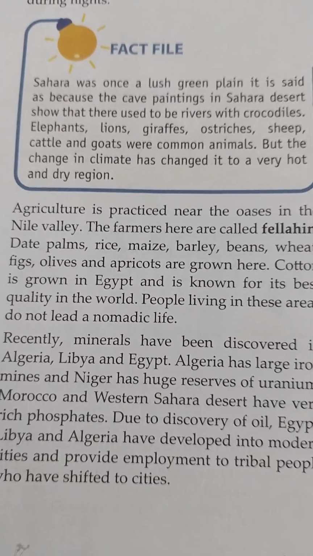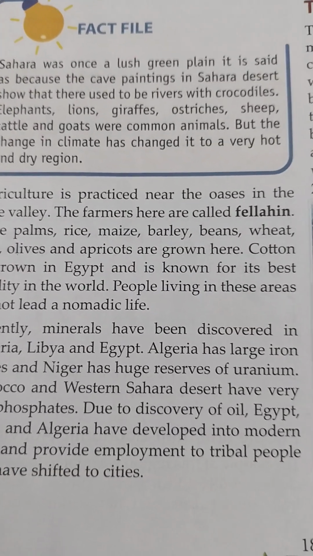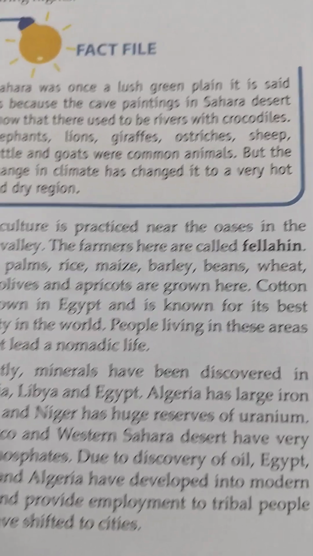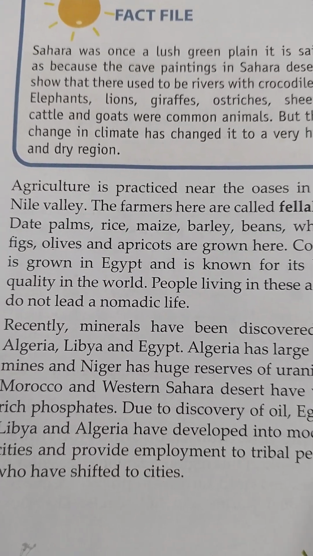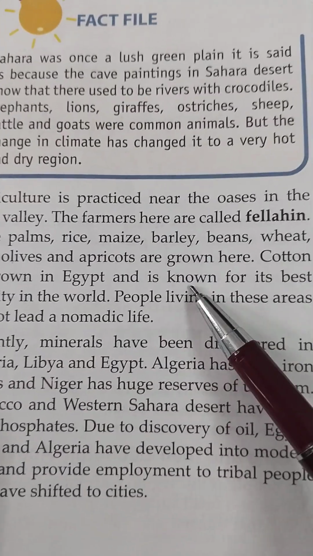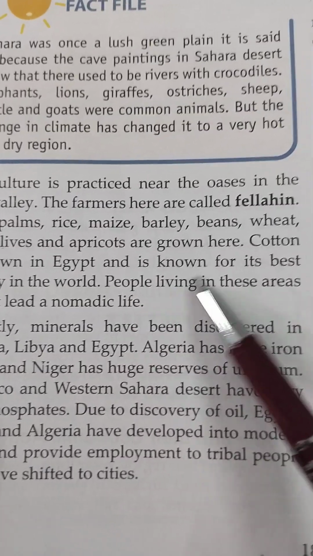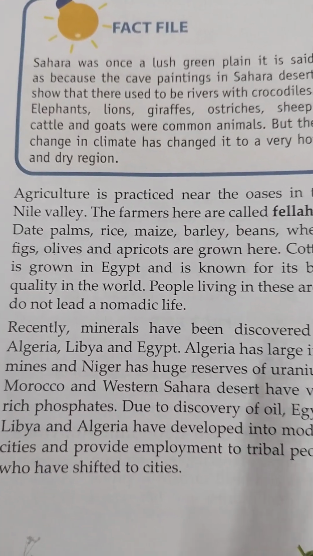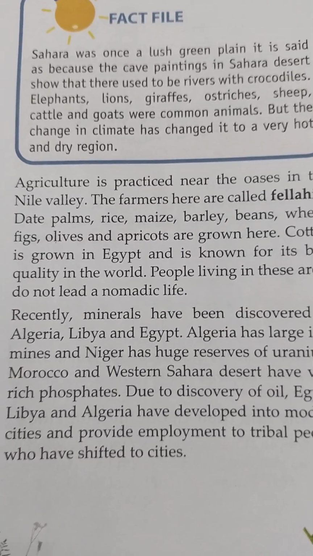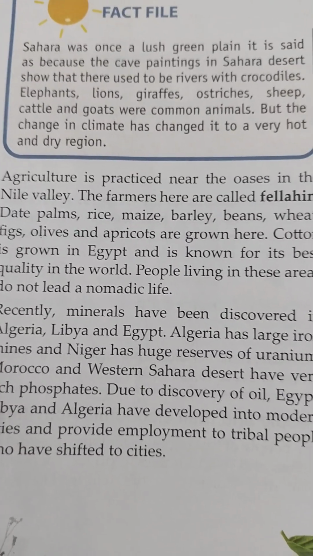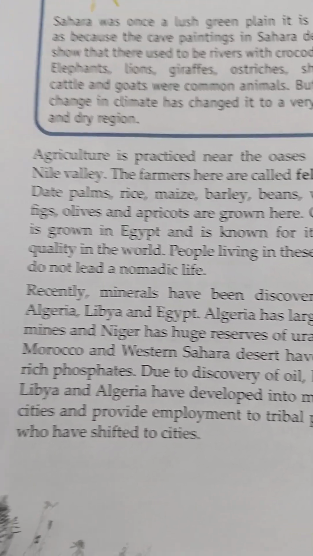Now agriculture is practiced near the oasis, children, and in the Nile Valley. The farmers here are called Fellahin. Farmers in the Sahara Desert are called Fellahin, and they grow date palms, rice, maize, barley, beans, wheat, figs, olives and apricots. Cotton is grown in Egypt, and it is very famous for its quality in the world. People living in these areas do not lead a nomadic life.